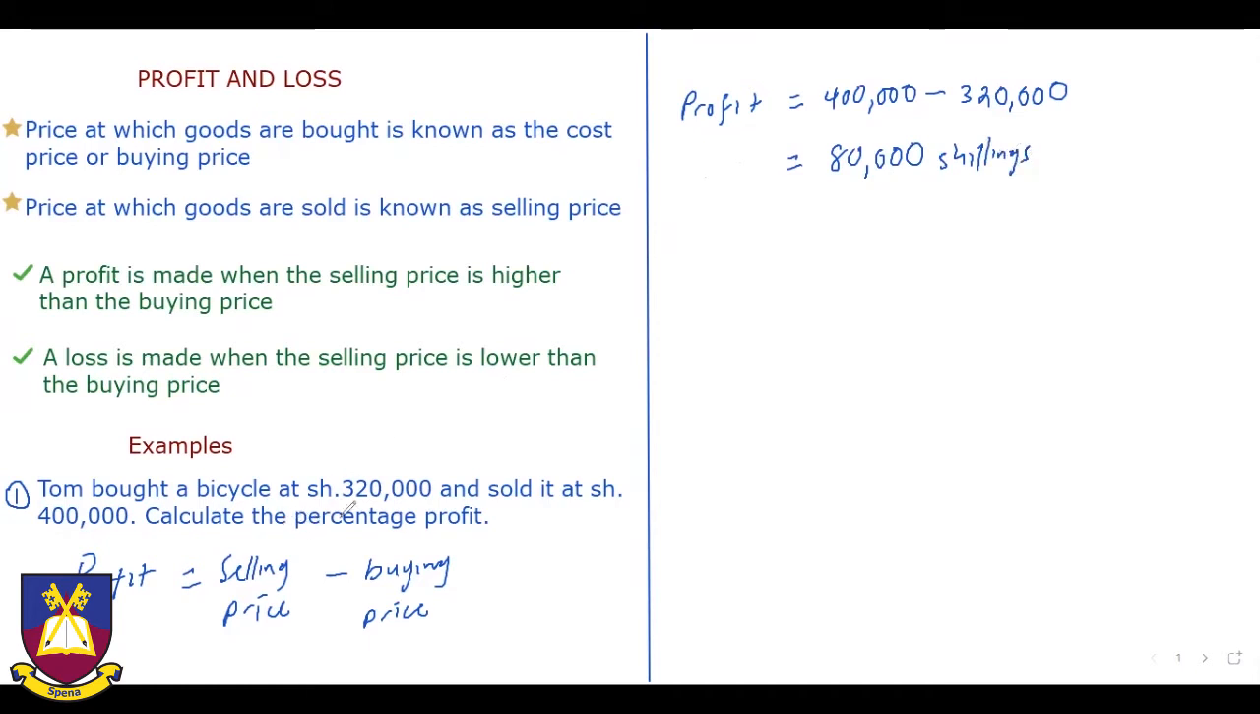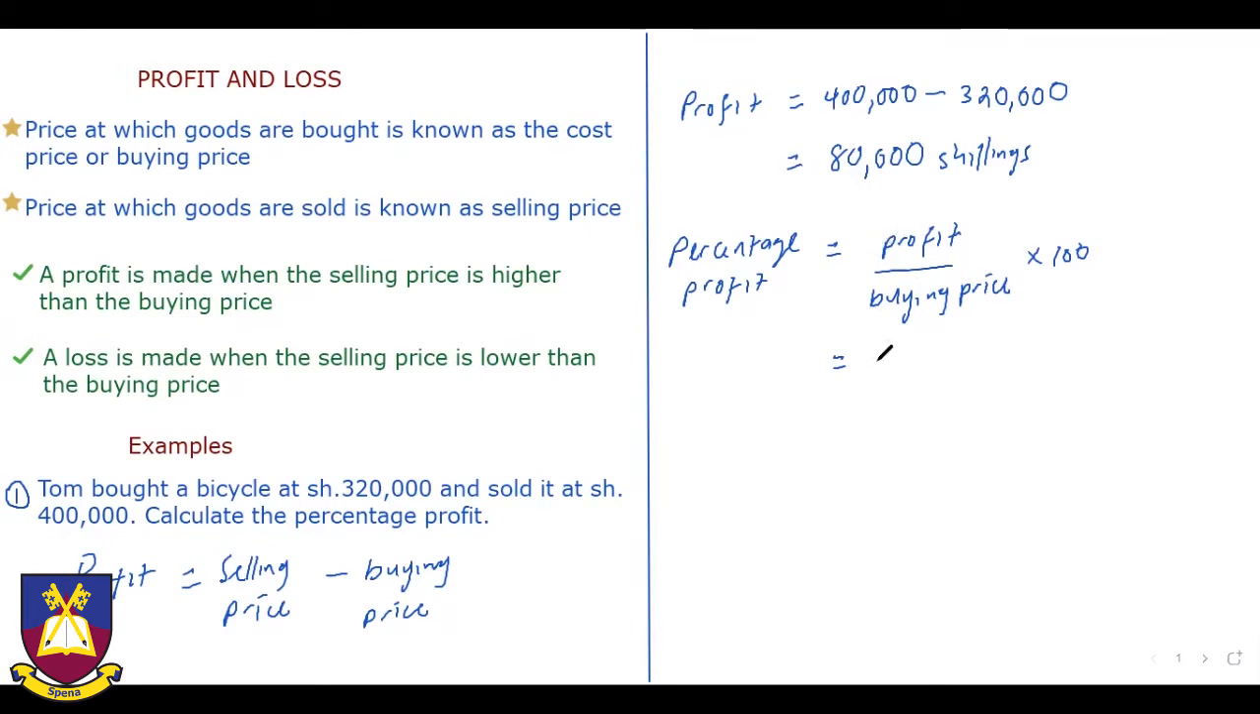Now the question wanted percentage profit, so we need to find percentage profit. Percentage profit is equal to profit out of the buying price or cost price times 100. So if it was percentage loss, it would be loss out of the buying price, cost price times 100.